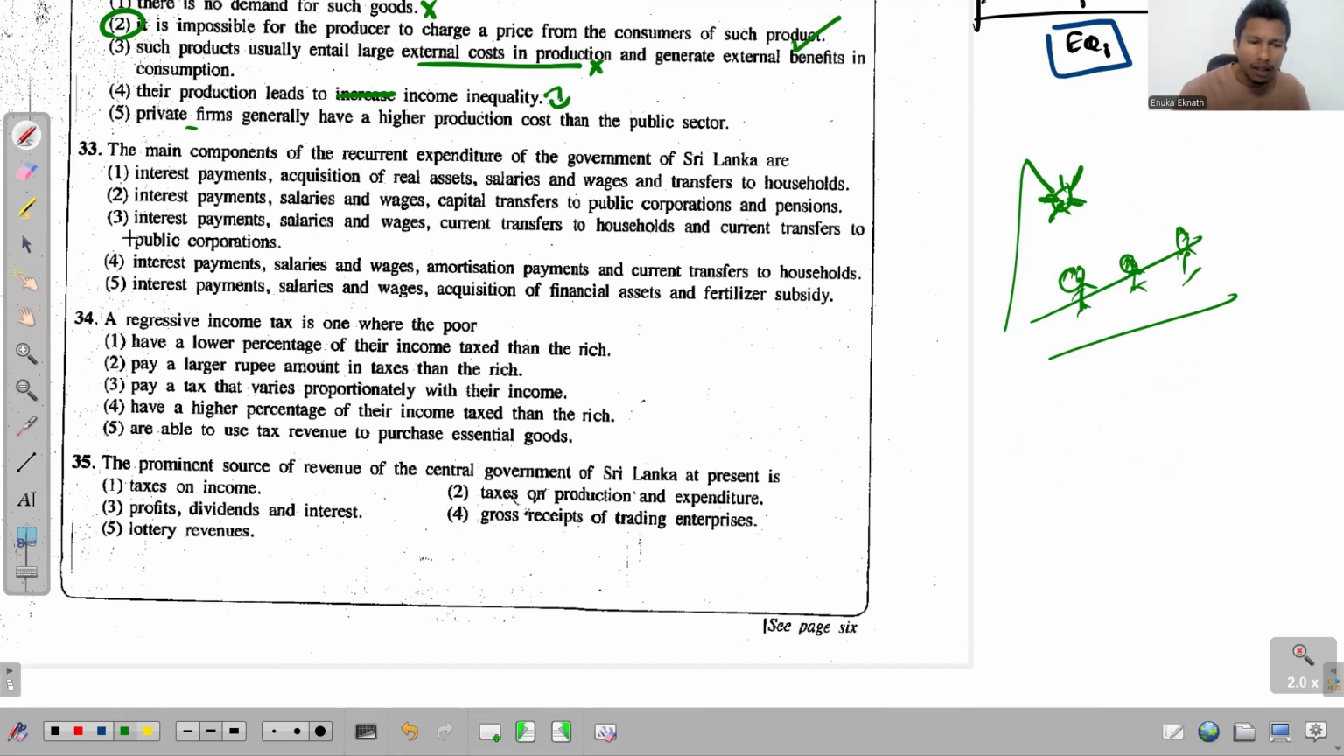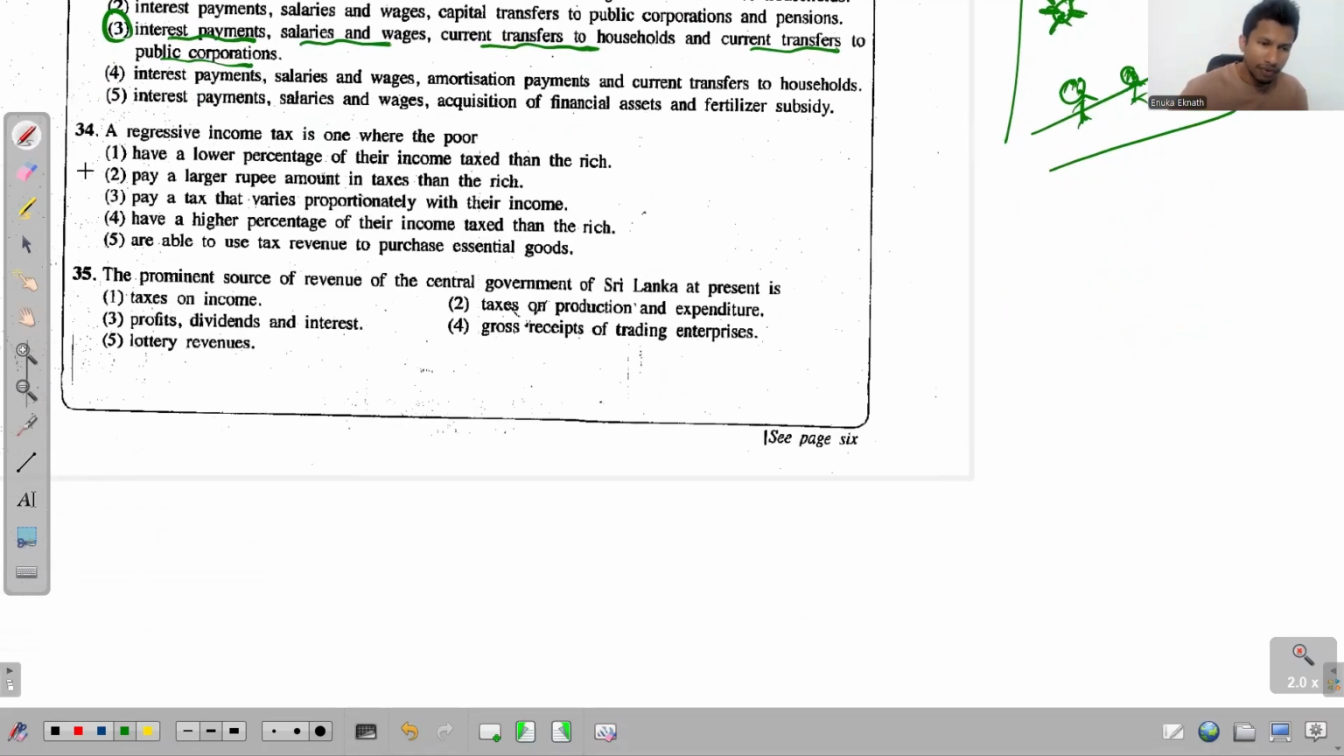It is simply the third one. So it says interest payments, salaries and wages, current transfers to households, and current transfers to public corporations. Just refer the note, you will get the answer, right? Okay, moving on to question 34.